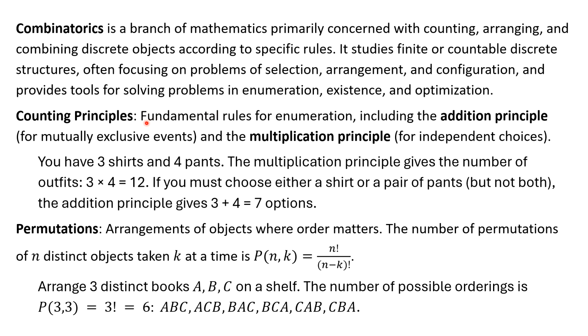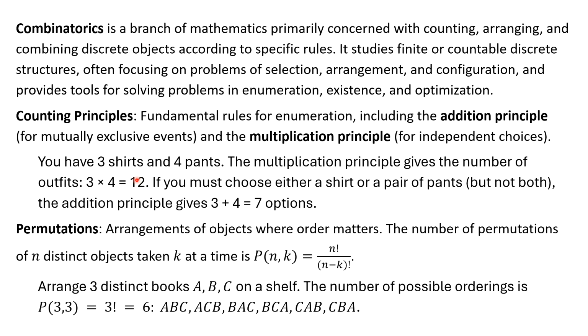I'll start with the counting principles, which are pretty simple. There's the addition principle for mutually exclusive events. In other words, events where if one happens, the other events cannot happen. And then there's the multiplication principle for independent choices. So let's say you have 3 shirts and 4 pairs of pants. The multiplication principle says there's 3 times 4 or 12 possible outfits. You pick 1 shirt and 1 pair of pants, and there's 12 different ways of doing that.